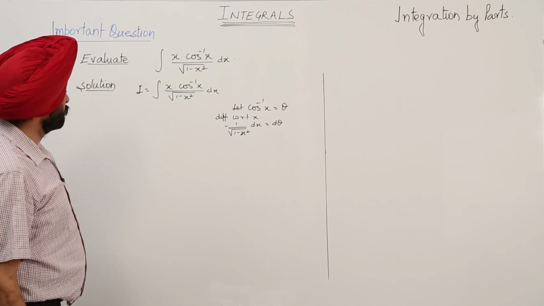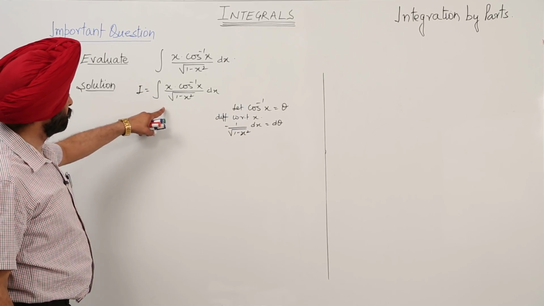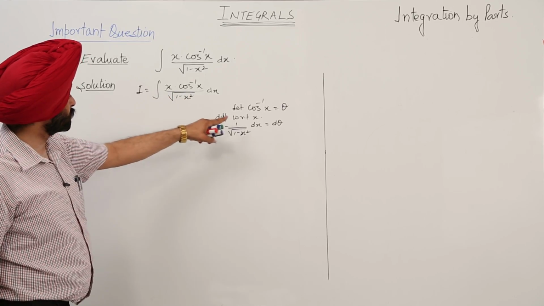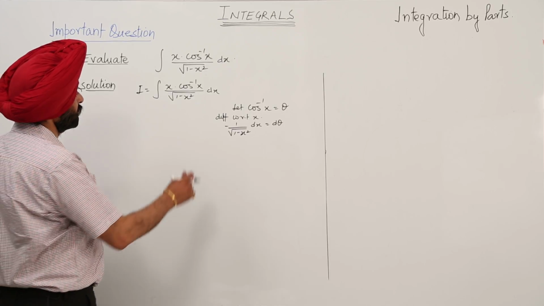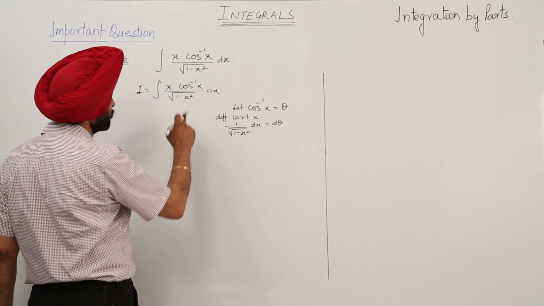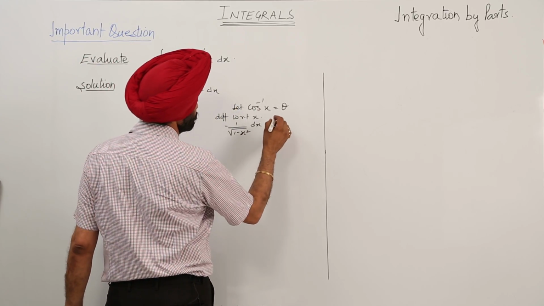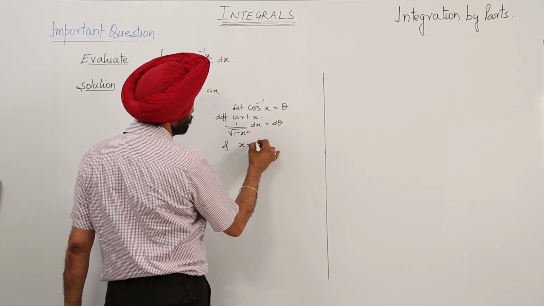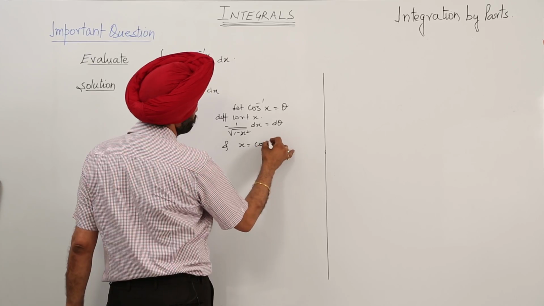So now we are left with here dx upon 1 minus x square, that becomes d theta, cos inverse x becomes theta, and what x is here, x is equal to cos theta.